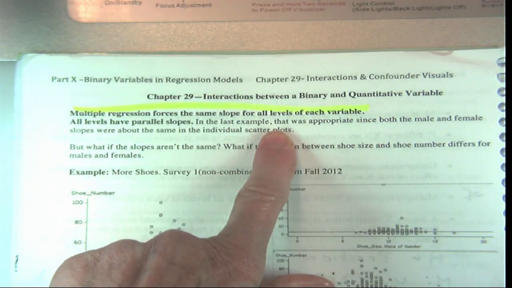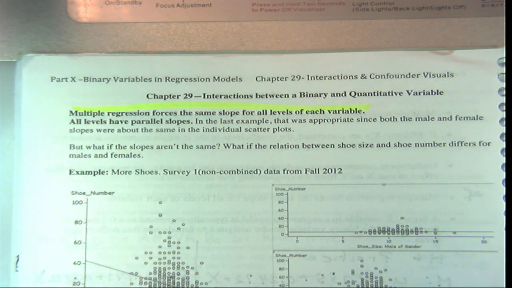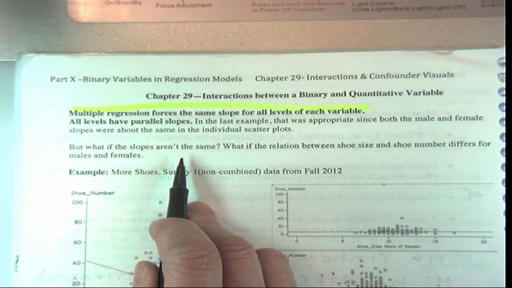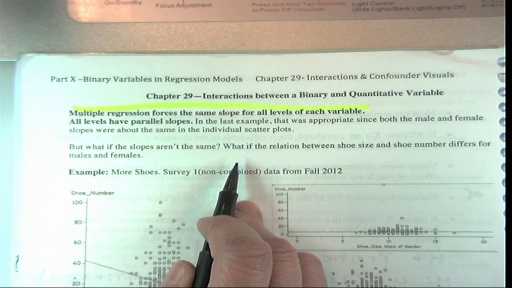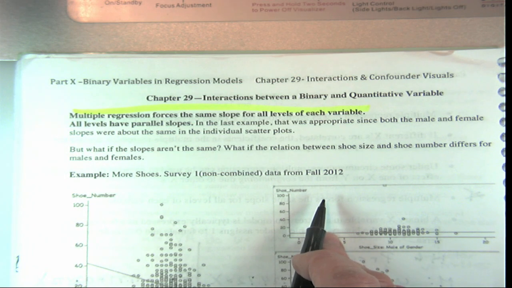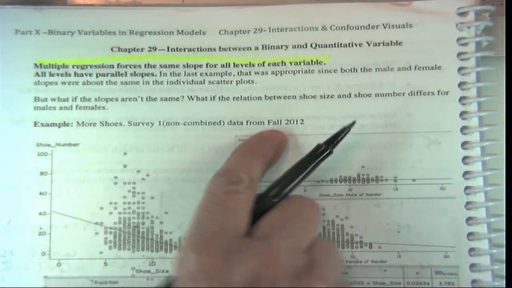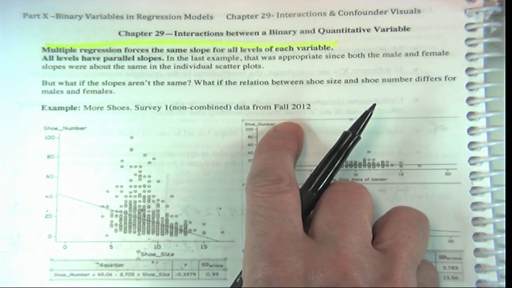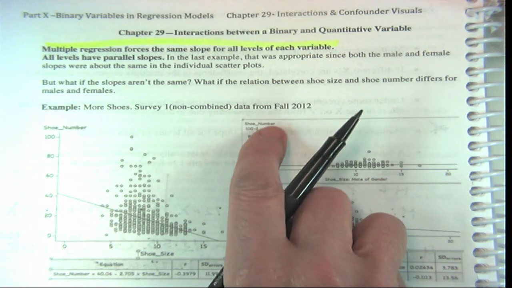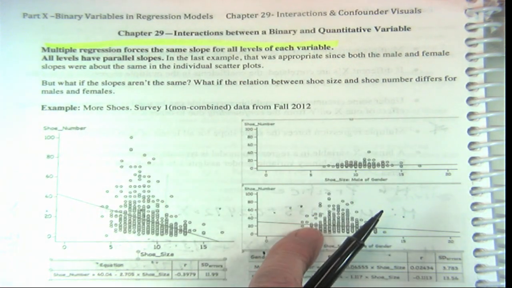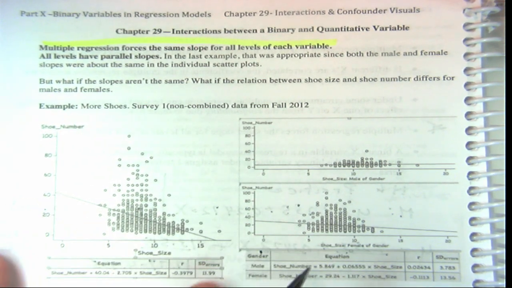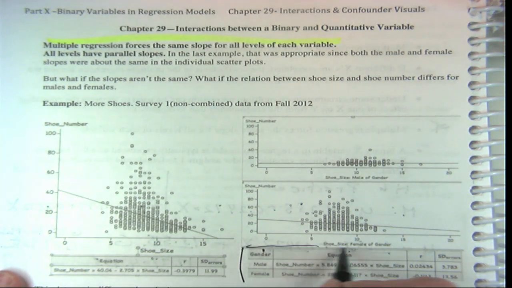In the last example, that was appropriate because both the males' and the females' slopes were about the same in the stratified plots. But what if they're not the same? What if the relationship between shoe size and the number is different for males and females? In the old days, I used to get plots that looked very much like this, where there were different slopes for males and females. This was one of the last years I got it, fall 2012. Here's this really strong negative slope, and here are our stratified regression equations.